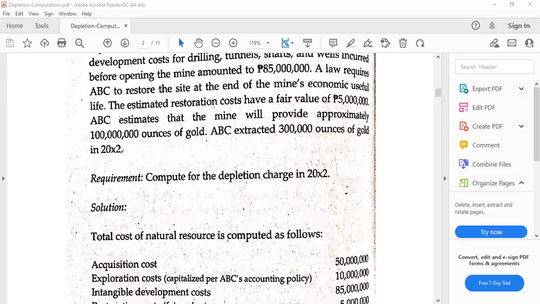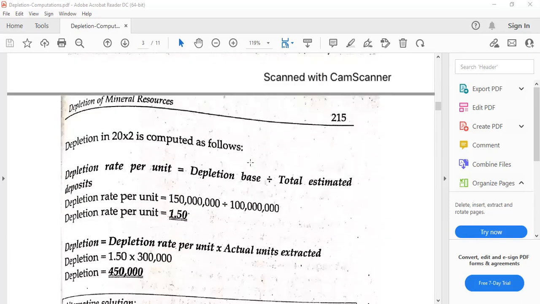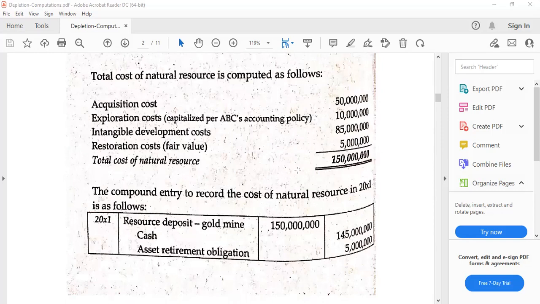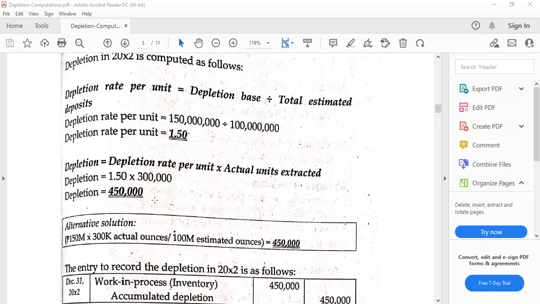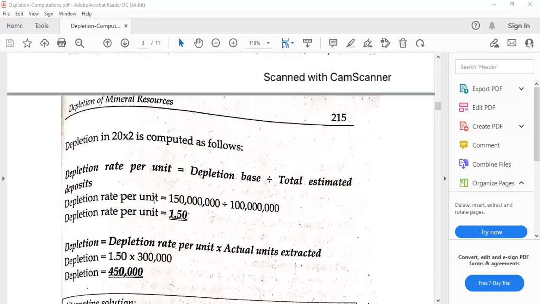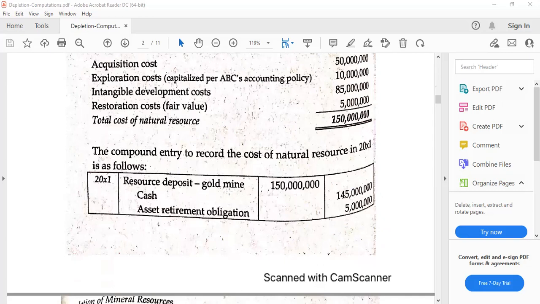Now, we also have the estimated ounces of gold of 100 million and the actual units or ounces of gold extracted. And so to be able to compute our depletion rate per unit, that will be the depletable amount or depletion base divided by the total estimated deposits. So that will be 150 million pesos divided by 100 million units equals 1.5 pesos per unit. Multiplied by the actual units extracted of 300,000, that will result in 450,000 pesos. And this would be our depletion. So we have to take note that this is anyway our first entry for the acquisition of the natural resource.